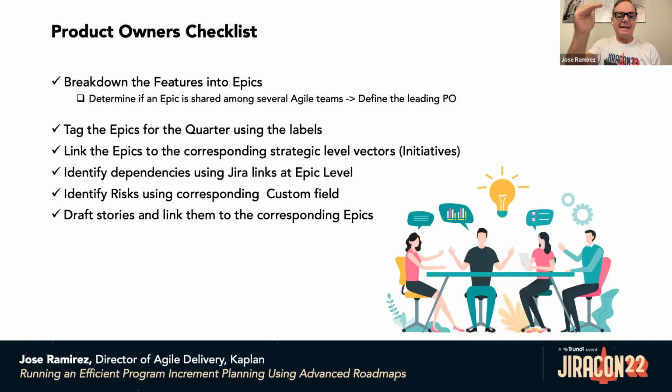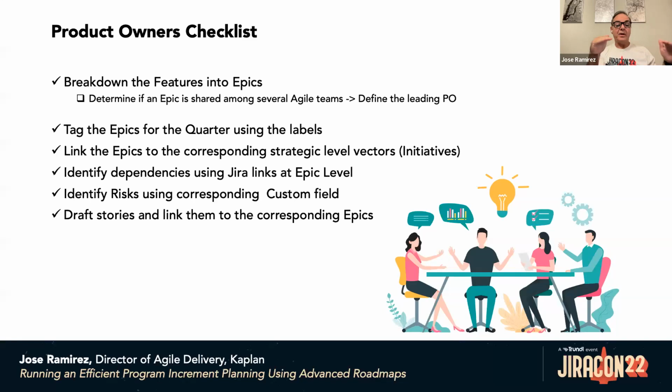Let's move on, and we are right into the final part of the presentation. So what is the product owner checklist? The product owner is a key actor in the PI planning. So the first activity is to break down the features into epics, and determine if an epic is shared. Then it's shared with several agile teams. Then define the PO. The second thing is set the epics for the quarter, and this is the way to do it. As I mentioned before, it is using the labels that we define.